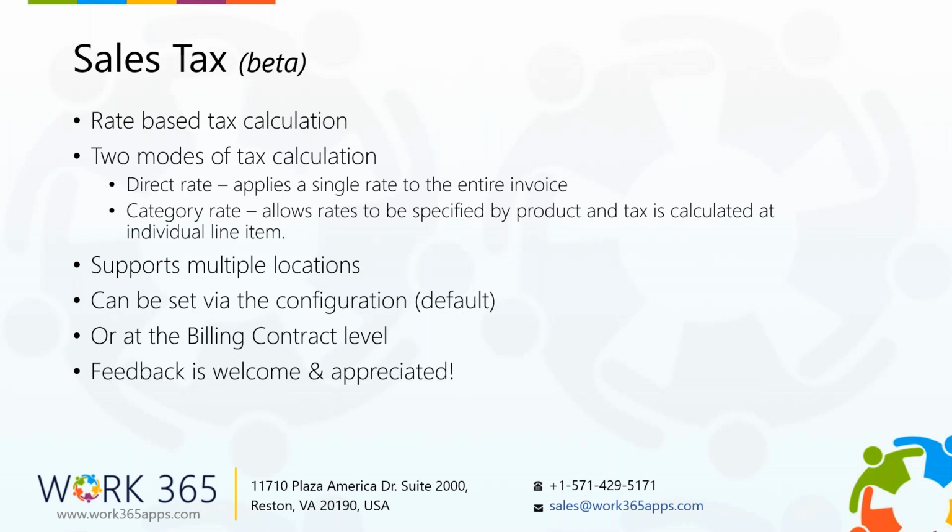One is where you calculate the rates based on the invoice itself, and the other is that you actually calculate the rates based on the individual line items. Each one of them can have a different rate.